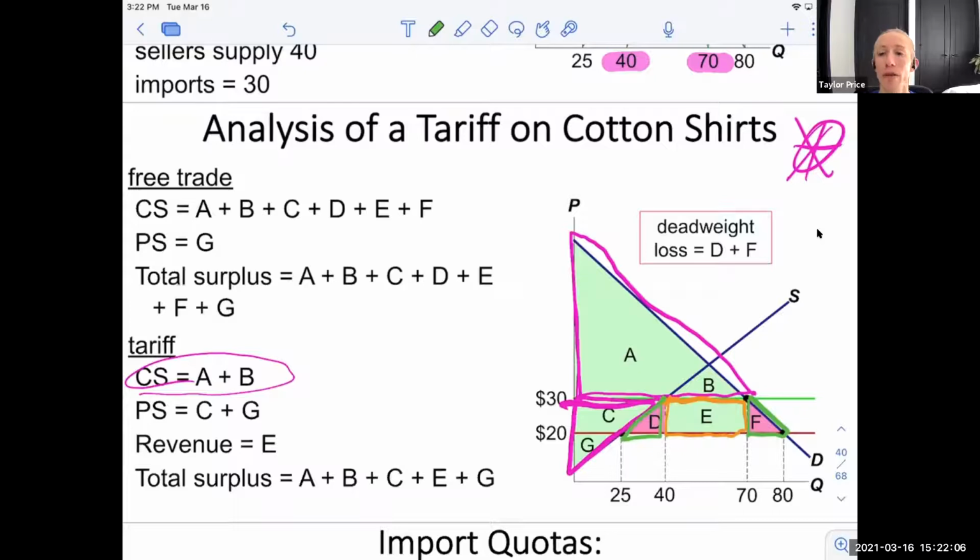The reason why there's deadweight loss is because, similar to a tax, there is a decrease in the quantity that is produced. So because of that, there are going to be these deadweight loss triangles.